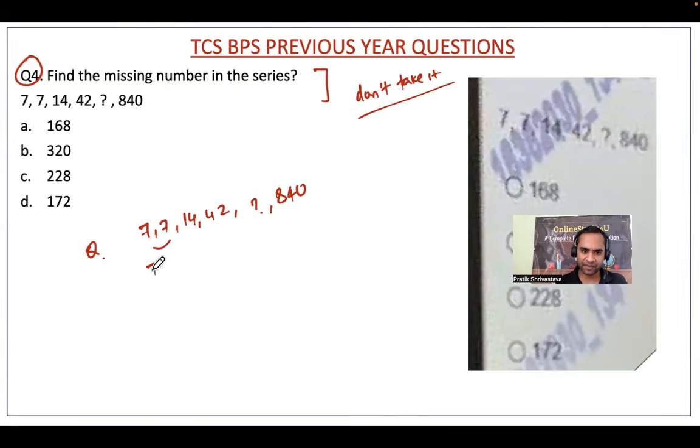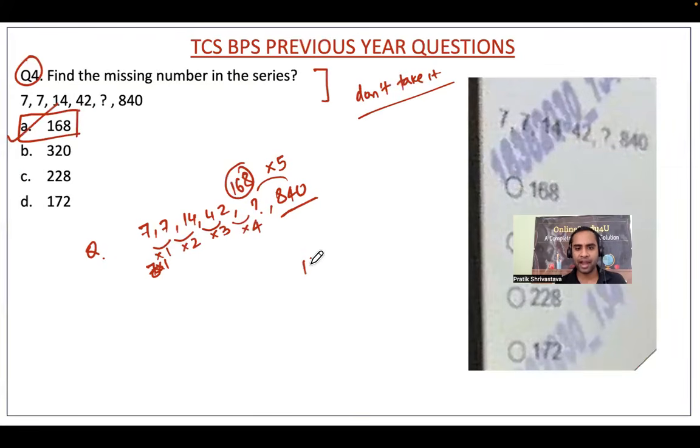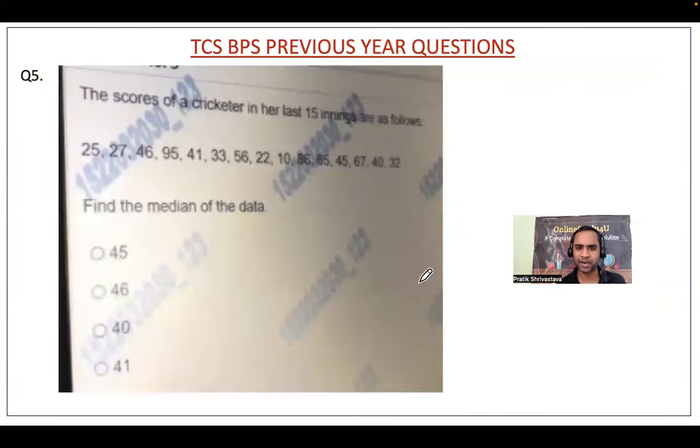Anyway, here, 7 into 1 is 7. So basically this is multiplied by 1, then by 2, then by 3. So next will be multiplied by 4, and next by 5. So it is nothing but 840. So right now your answer will become 168, option A, right? And 168 into 5 we can verify: 5 8s are 40, 5 6s are 30, 5 1s are 5, giving 840. Clear? So this is the missing number in the series.